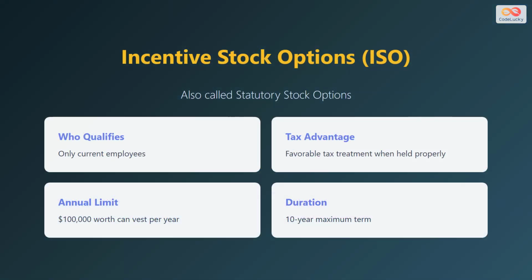Incentive stock options, also known as statutory stock options, come with specific requirements and benefits. First, only current employees can receive ISOs, which means contractors and advisors are not eligible. ISOs offer favorable tax treatment when held properly, which can result in significant tax savings. However, there's an annual limit. Only $100,000 worth of ISOs can vest per year. Additionally, ISOs have a maximum term of 10 years from the grant date.